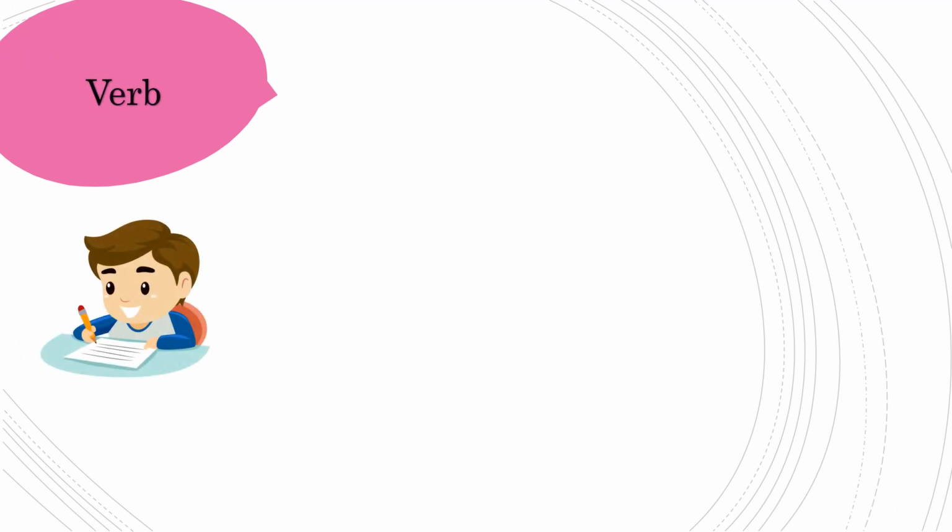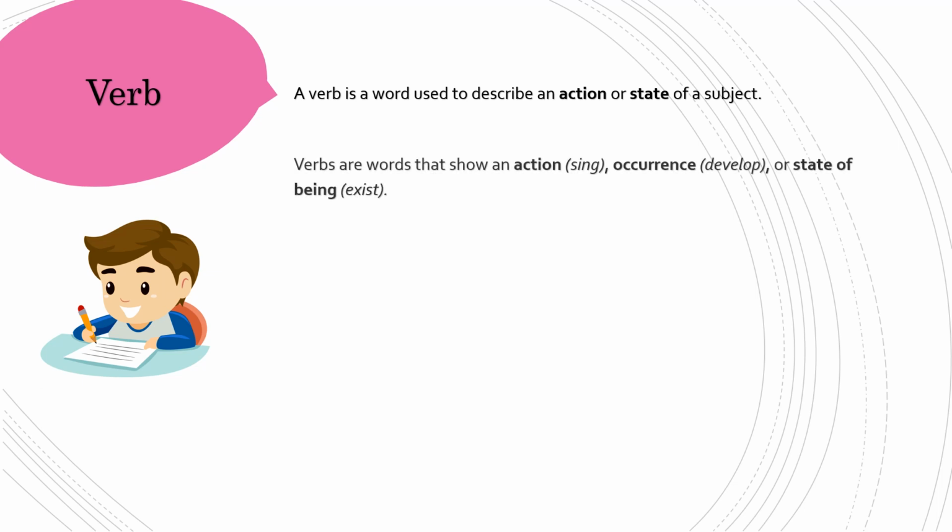Verb. A verb is a word used to describe an action or state of a subject. Verbs are words that show an action (sing), occurrence (develop), or state of being (exist).